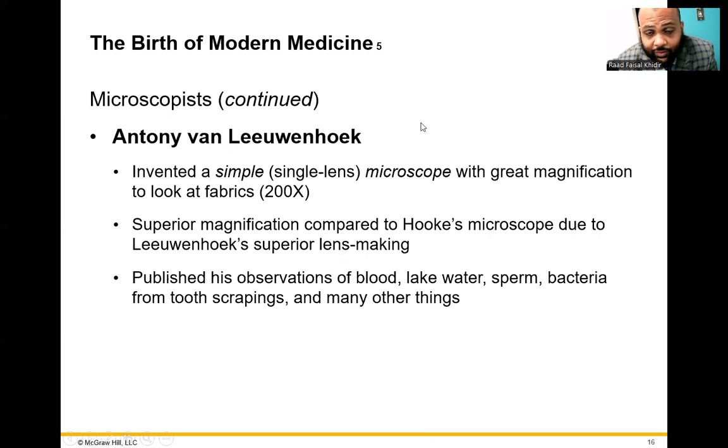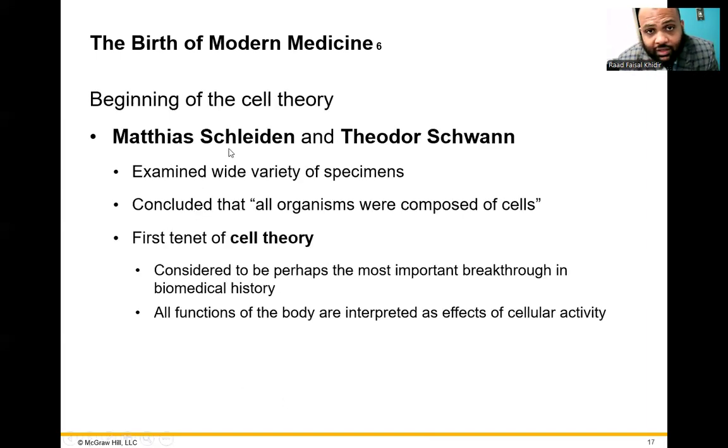Then Anthony van Leeuwenhoek was able to invent a microscope with a single lens, but it can show us 200 times. Now that was a really big contribution in science. Now we can see a lot and we can discover more. Then Schleiden and Theodor Schwann. Schwann has the Schwann cells. We will learn about them when we are doing the anatomy and physiology of the neuron.